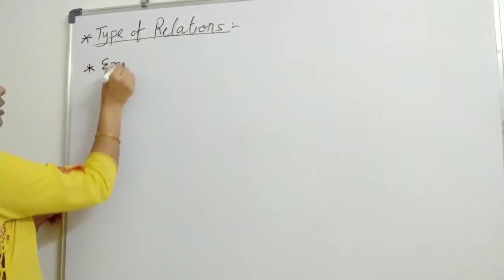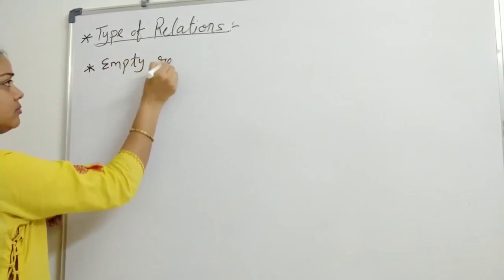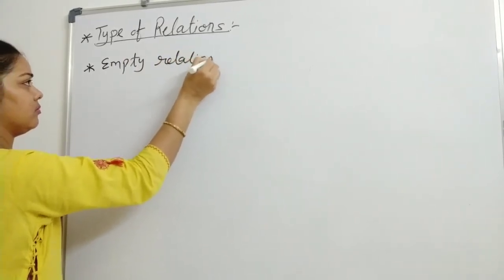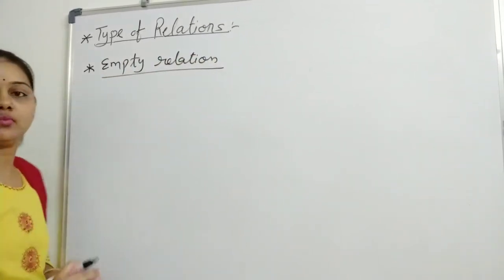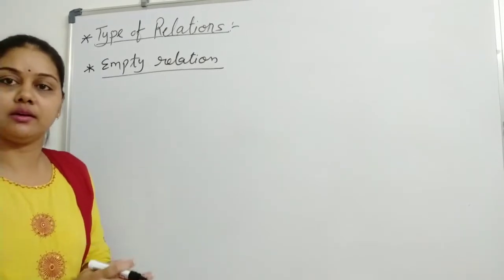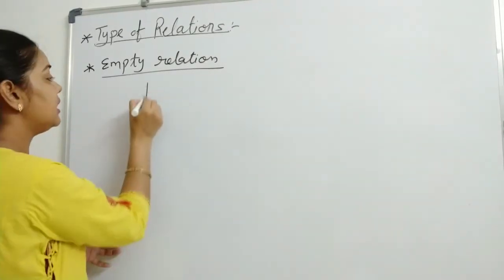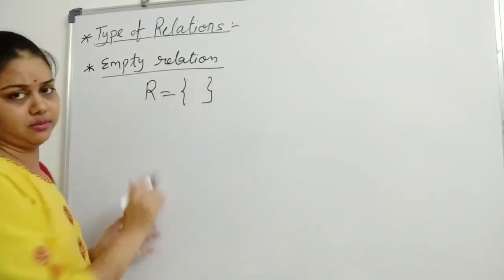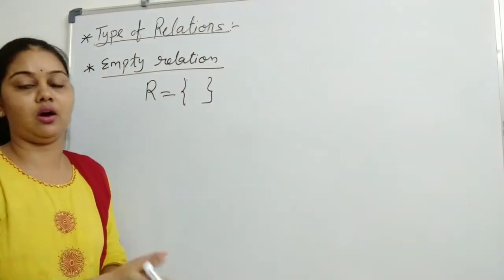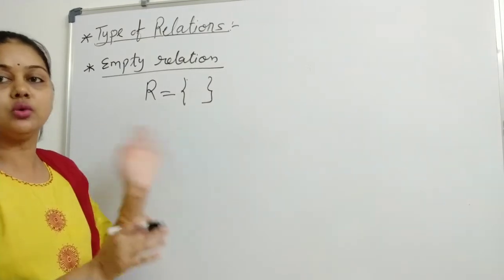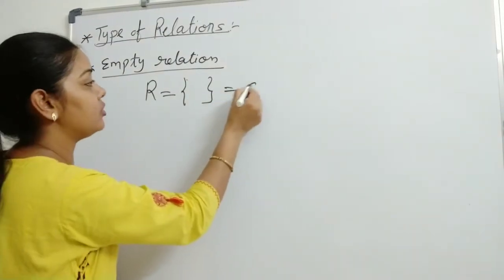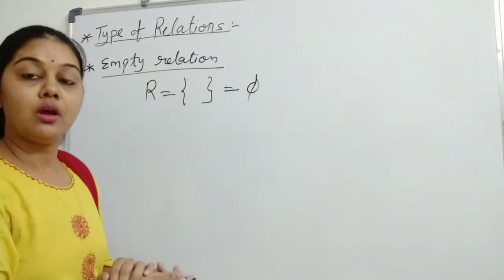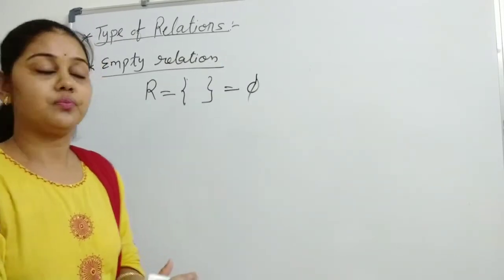First, empty relation. By the name it is very clear, it is an empty relation. It means in this relation R, we do not have any element. It means there is no ordered pair belonging to this relation. Or I can denote it as phi. What is the meaning of empty relation?